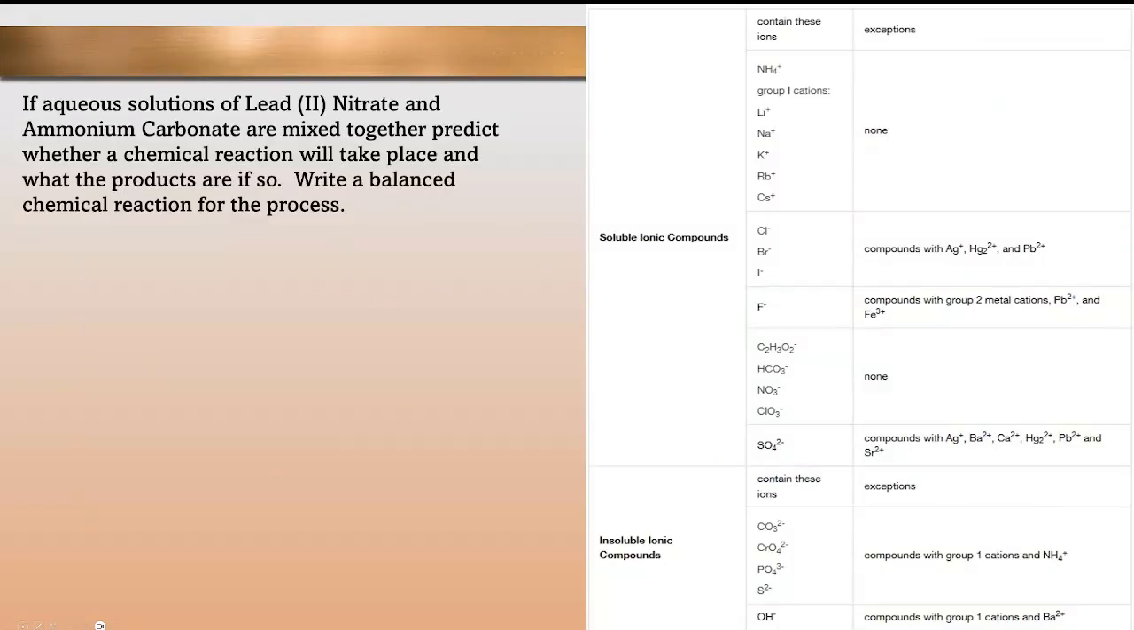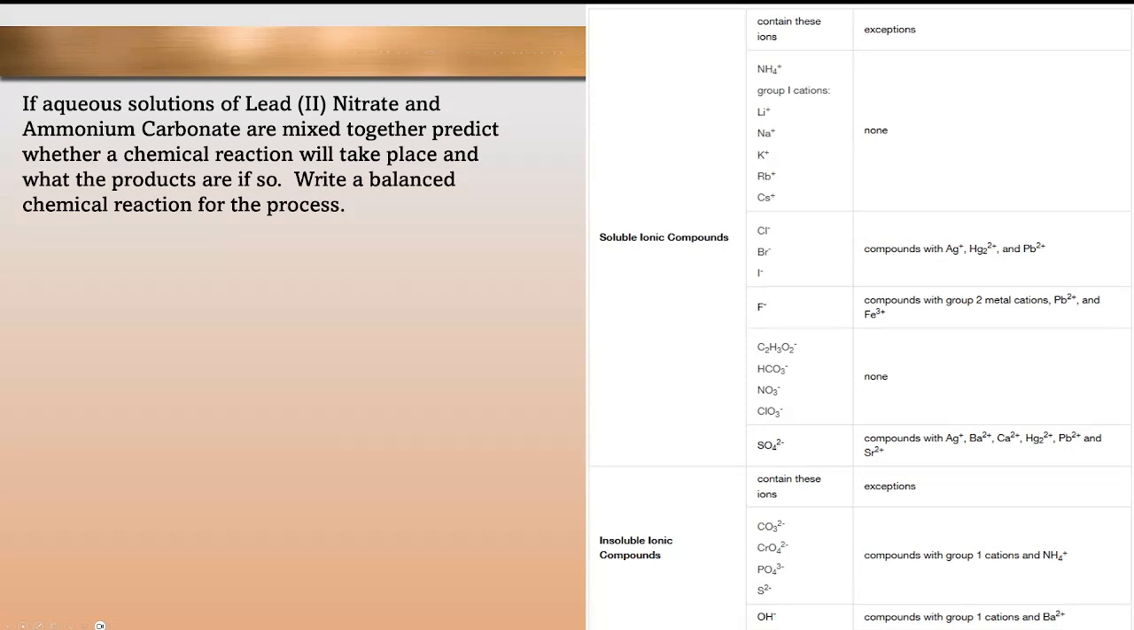Here we're going to do an example, trying to predict the possibility and result of a double replacement reaction. The problem asks: if aqueous solutions of lead(II) nitrate and ammonium carbonate are mixed together, predict whether a chemical reaction will take place and what the products are if so. Write a balanced chemical reaction for the process.